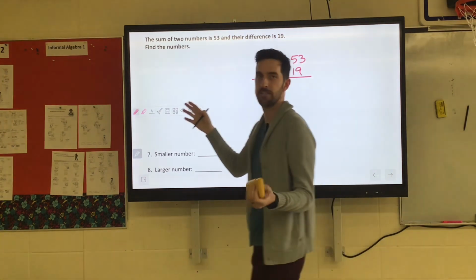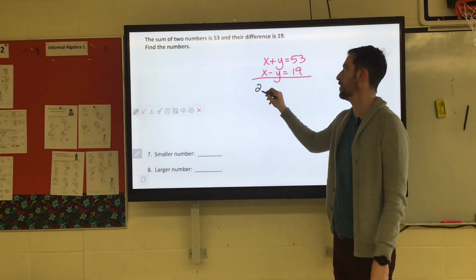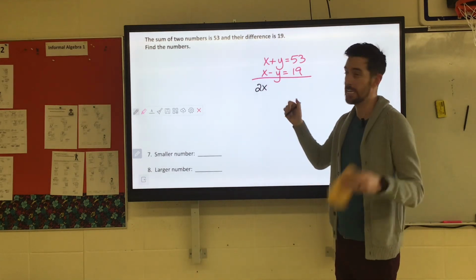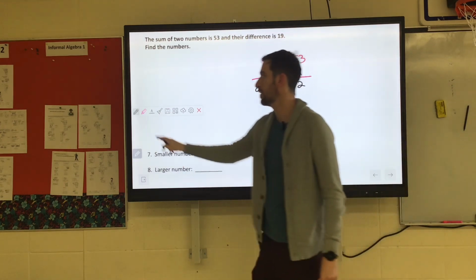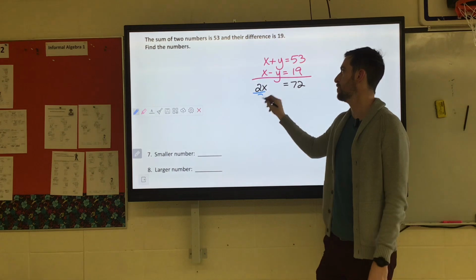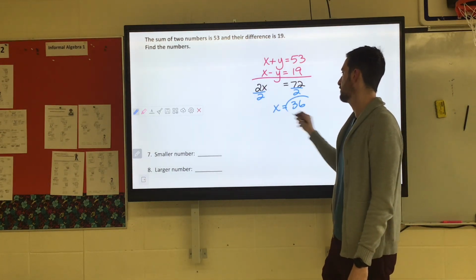We already have the y's that are going to cancel out, so we can add straight down. x plus x is 2x. y plus negative y, nothing. 53 plus 19 is 72. So if we go ahead and divide that by 2, we get one of our numbers is 36.